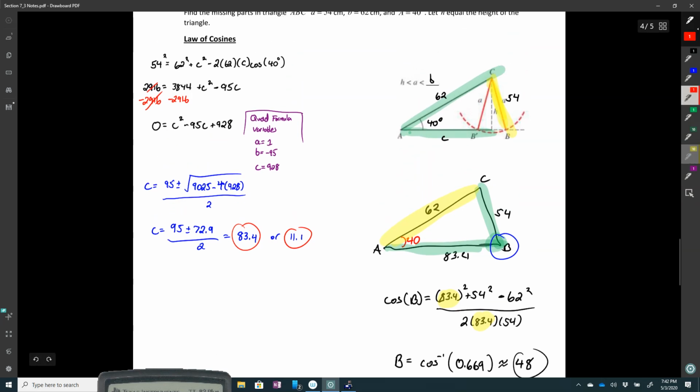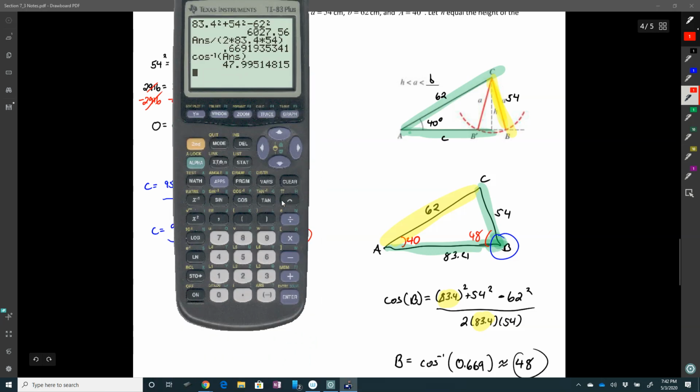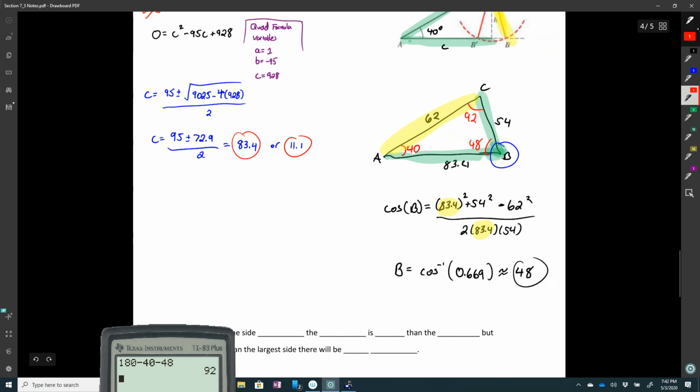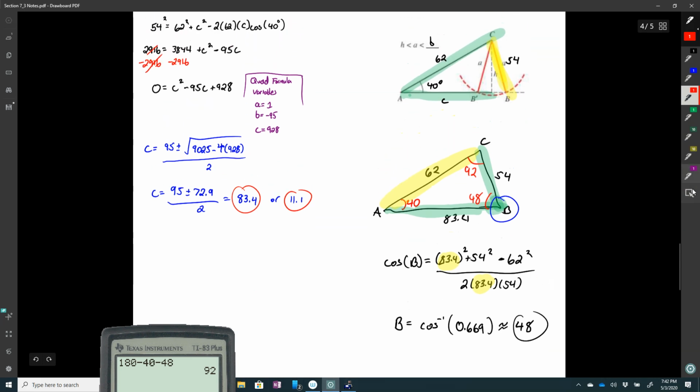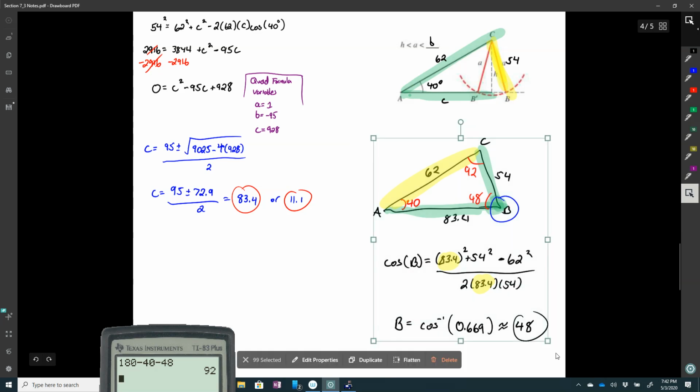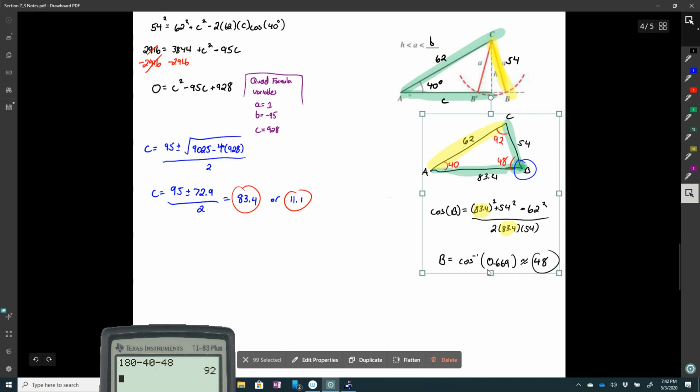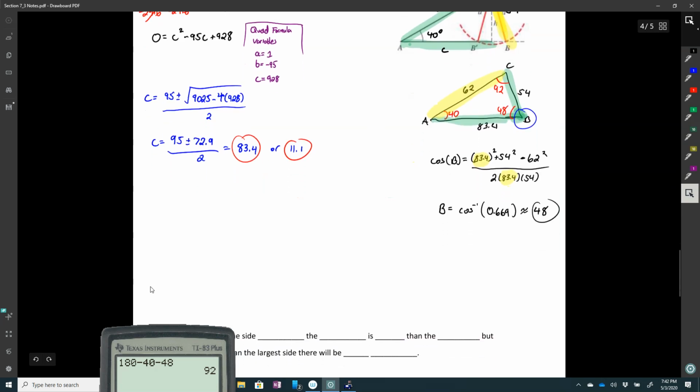So if that's 48, then the other angle must be 180 minus 40 minus 48. You get 92. All right, so that's that one. Now the other triangle is where it's equal to 11.1. Rounding is everyone's downfall.